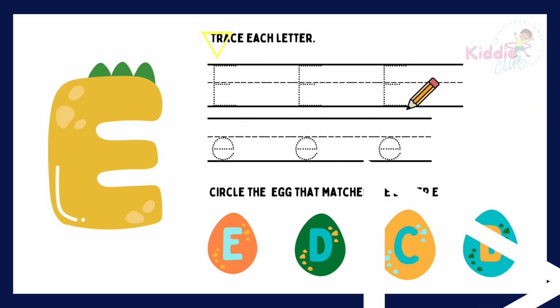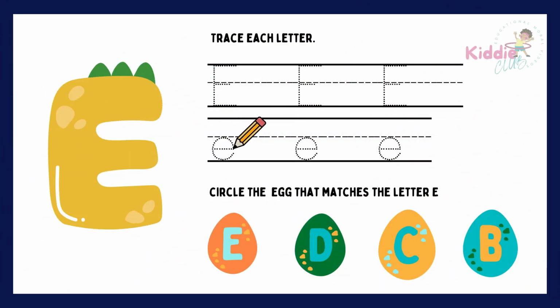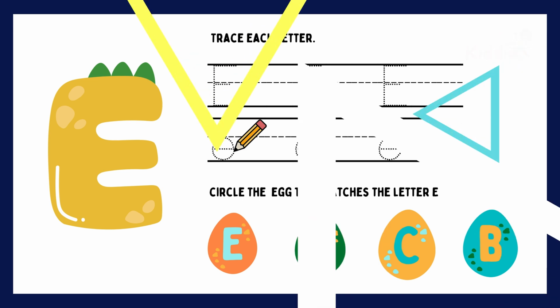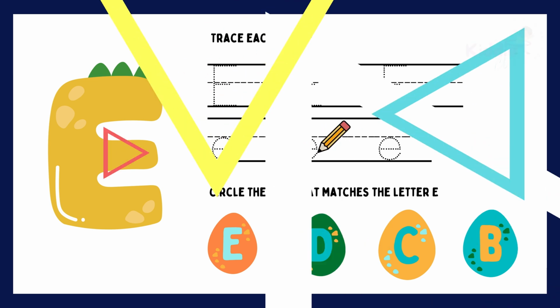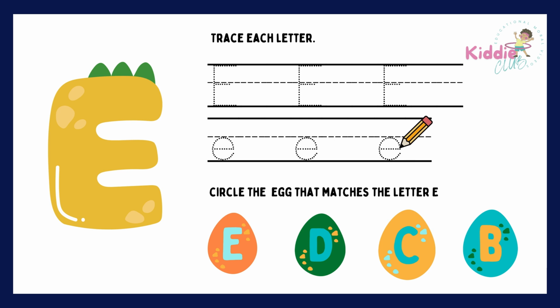Good job. Now let's trace the letter E together, small e. Let's trace the second letter E together, small e. Finally, let's trace the third letter E together, small e.